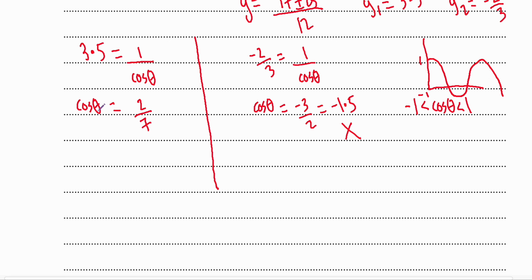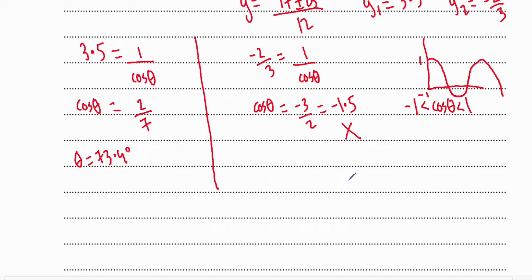So now we only work with this right here. Well, cos theta is 2 over 7. We can just do cos inverse on both sides. So I get theta is equal to 73.4 degrees as one of them. And what do we know about cosine? It repeats every 360 degrees.